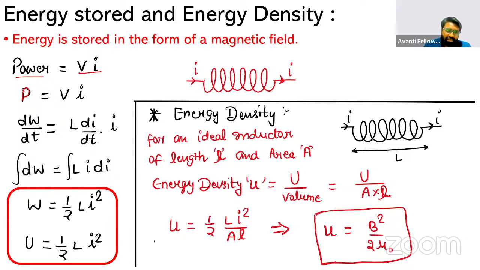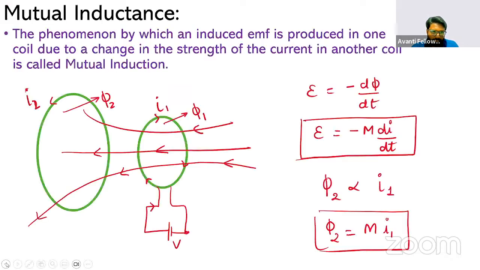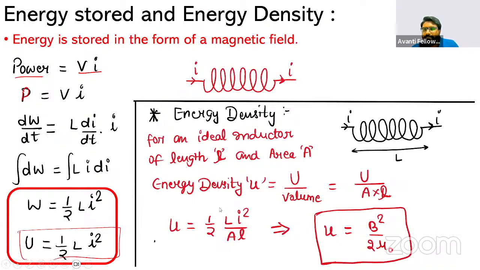Now dt and dt will cancel. Integration of dw is L i di. I di will become I square by 2. So the energy stored in the form of magnetic field inside the inductor is half L I square. Now this is kind of not relevant to us, not useful to us. Why? Because every time we need to ask what is the length of the conductor. But what if we try to calculate the field in such a way that it is independent of the length?